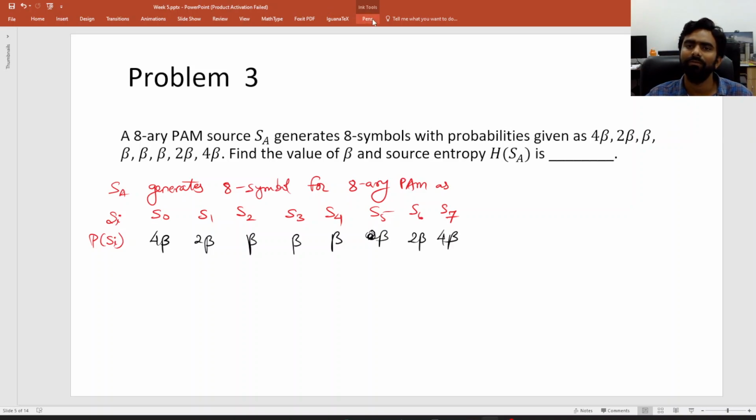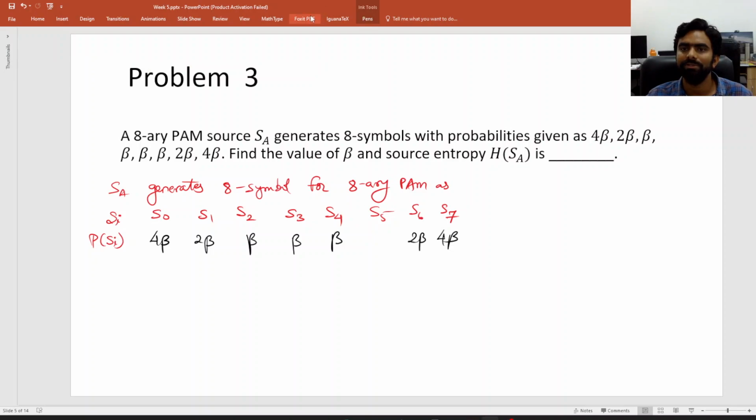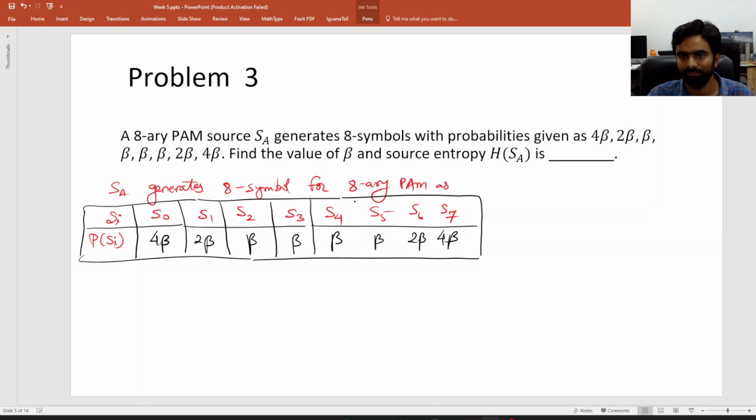Now, how to find the value of beta? Is there any method or any property? Just tell me how to find the value of beta, or is there any trick? I will give you 1 minute to solve this and 1 minute to solve the entropy. If we find beta, then we can easily calculate the entropy.